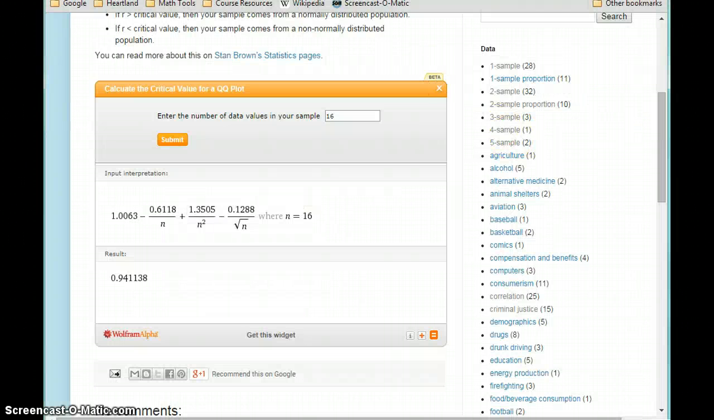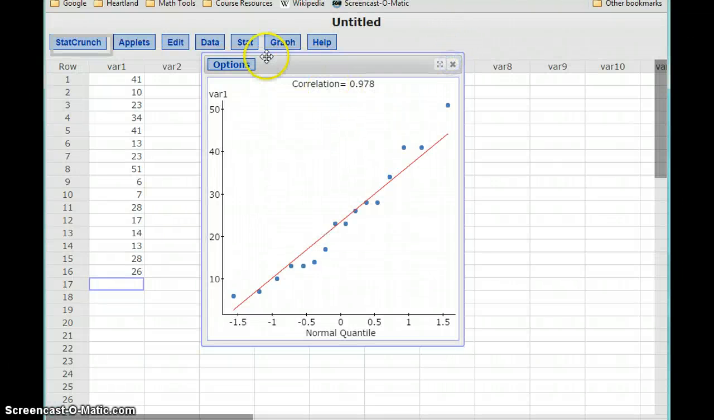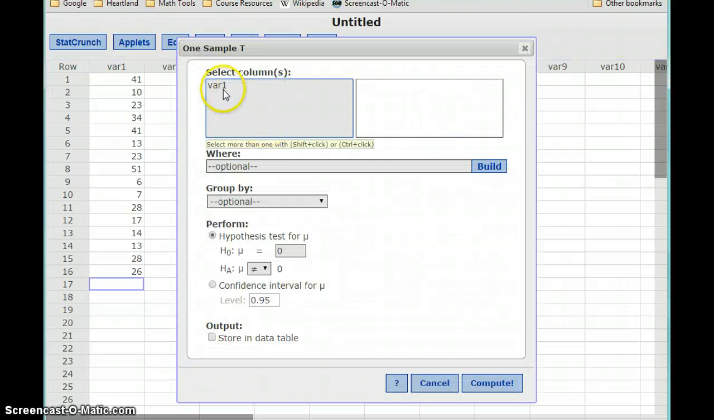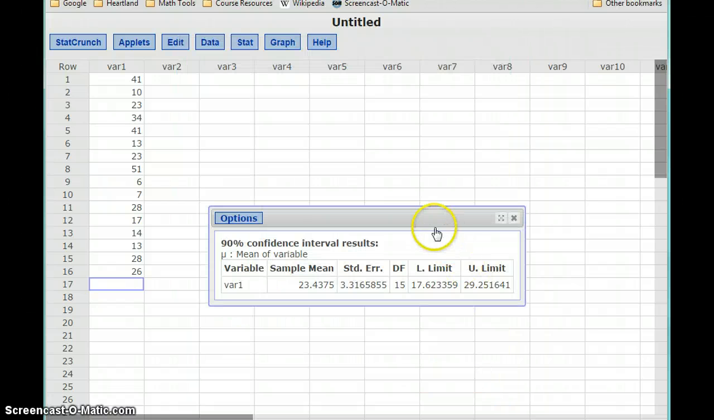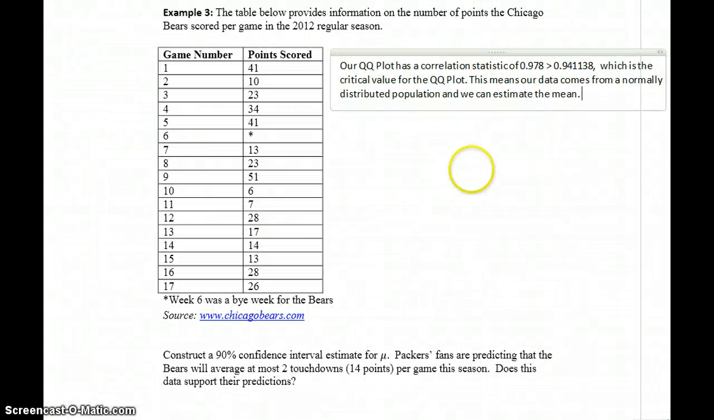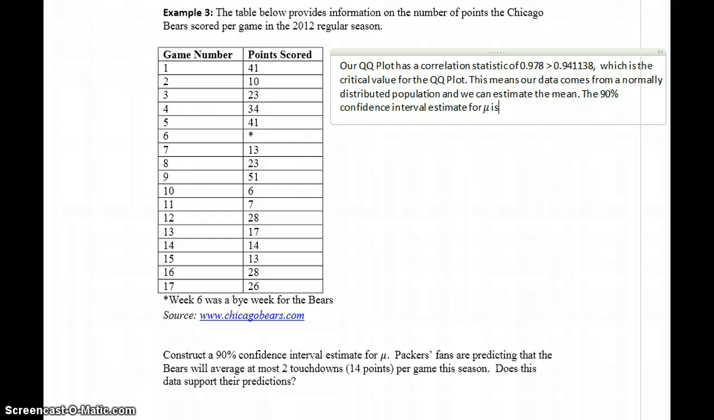So we want a 90% confidence interval estimate. So using T-stats, one sample with data, we'll set our confidence level to 0.9 to generate that lower and upper limit, and then interpret our results. So the 90% confidence interval estimate for the population mean mu is 17.62 to 29.25.